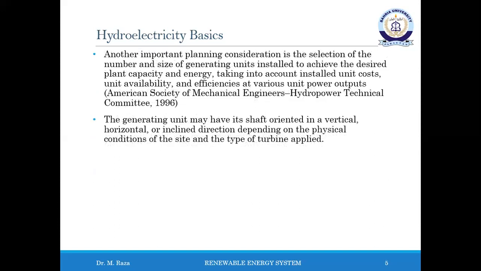Another important planning consideration is the selection of the number and size of generating units installed to achieve the desired plant capacity and energy, taking into account installed unit cost, unit availability, and the efficiencies at various unit power output. The generating units may have their shaft oriented in a vertical, horizontal, or inclined direction depending on the physical condition of the site and the type of turbine applied.